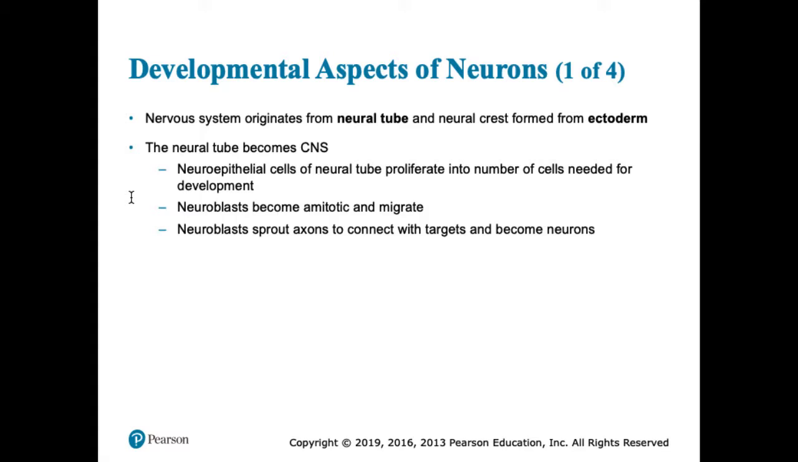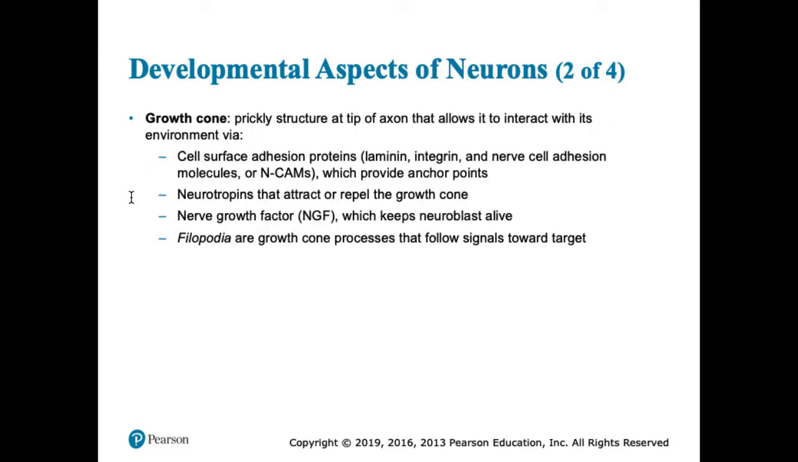And then, of course, the developmental aspect. The nervous system originates from the neural tube, and the neural crest is formed from the ectoderm. The neural tube becomes the central nervous system, so the neuroepithelial cells of the neural tube proliferate into nerve cells needed in embryological development. Things like neuroblasts become amitotic and migrate. A neuroblast sprouts axons to connect with targets to become neurons, and so on.